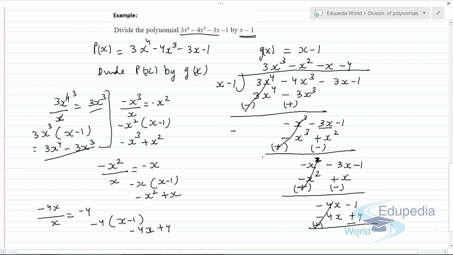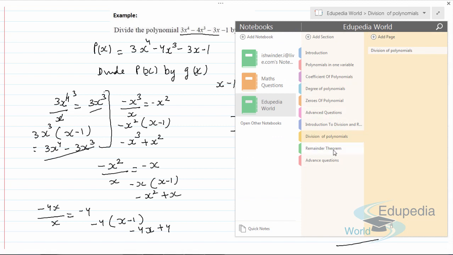This will get cancelled out. The answer is 5. The remainder is 5. Now this was the question to divide the polynomials. Now let's move further to learn more about the remainder theorem.